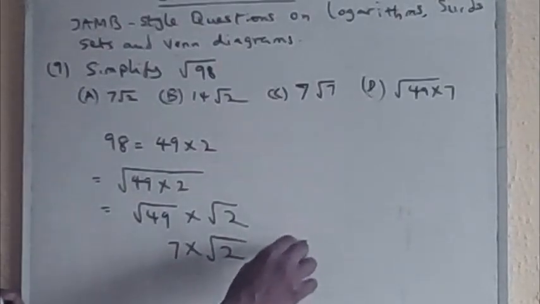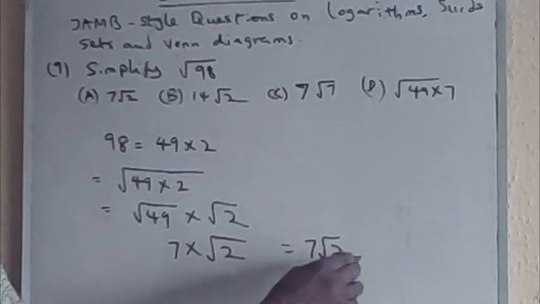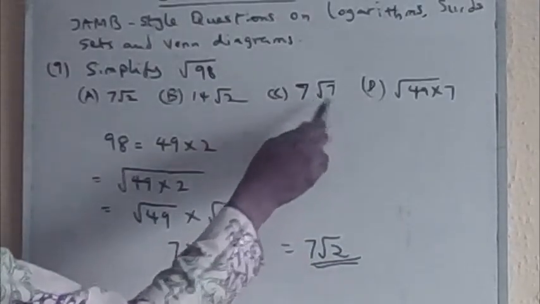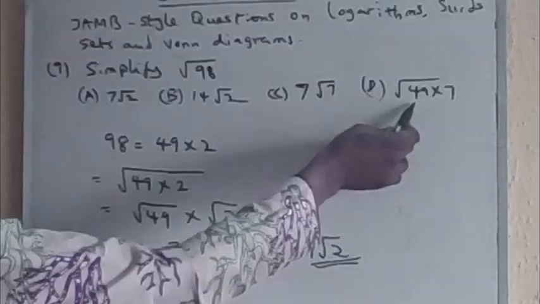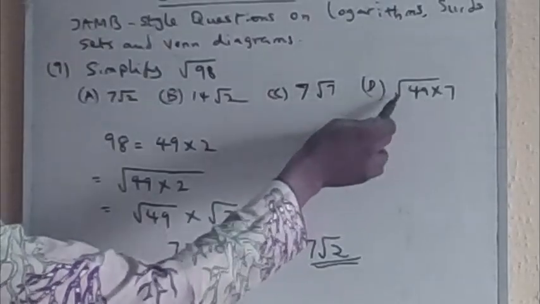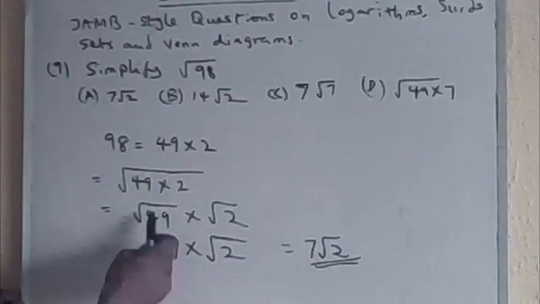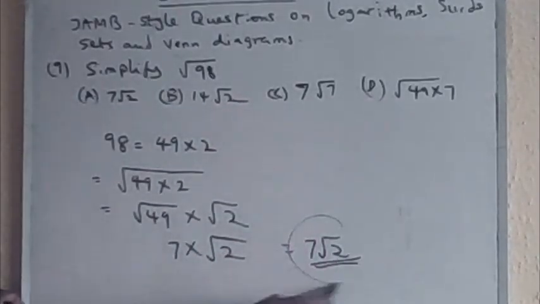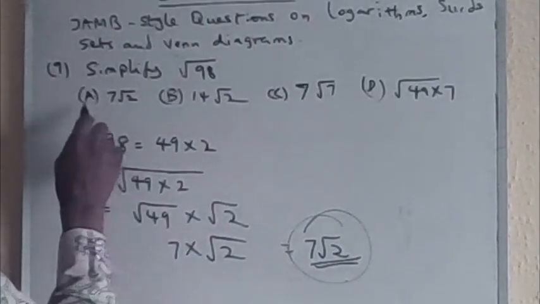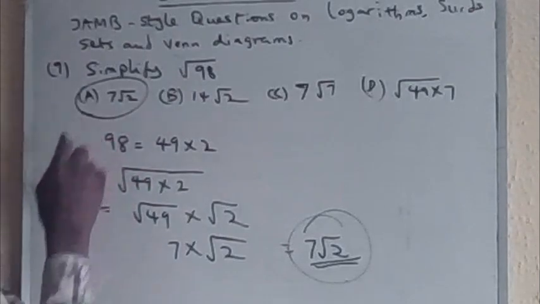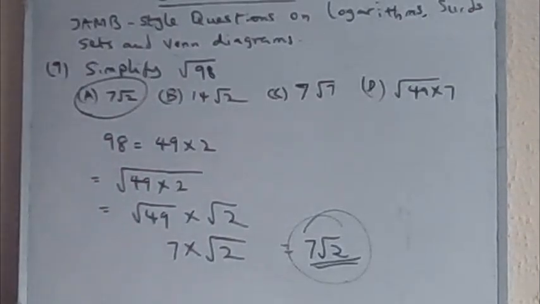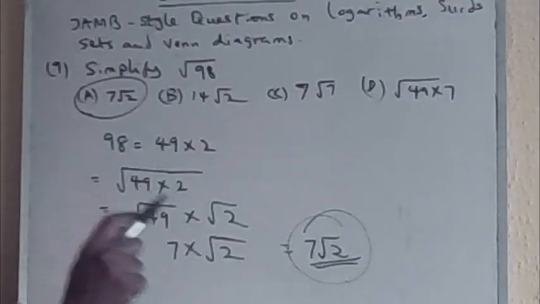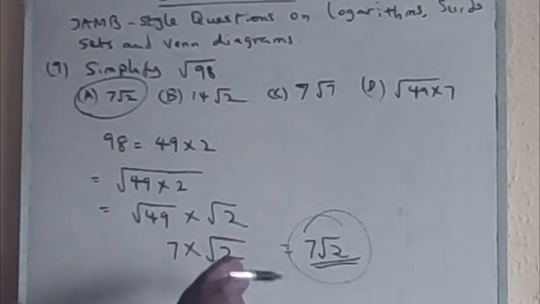Notice how you have options like 7 root 7, root of 49 times 7. Understand? You are seeing numbers similar here. Don't rush to pick any of them. Just be patient, check the answer very well, check the options very well, and pick your correct option A. Most times, mistakes come because you do not look carefully at what you have calculated to match with what you have as the options.